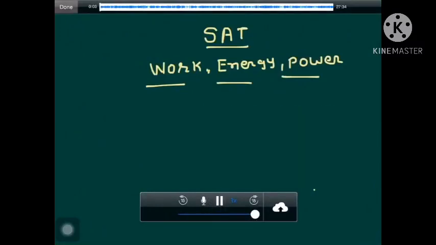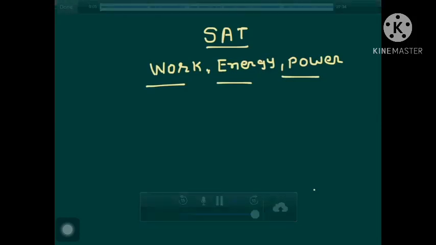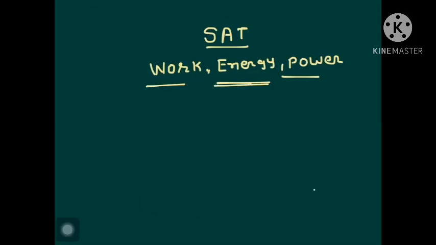Work, energy and power. Suppose we have a meal. From that meal, we get some energy. That energy will be utilized to do some work, let's call it cycling. Work per unit time is considered as power.